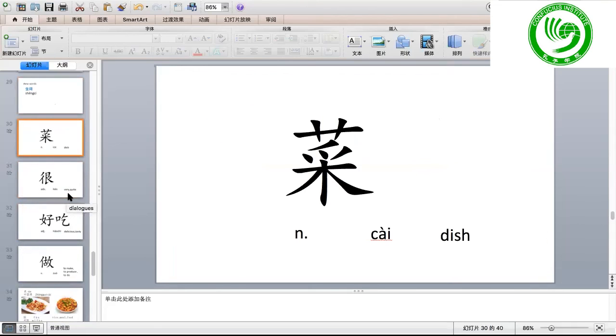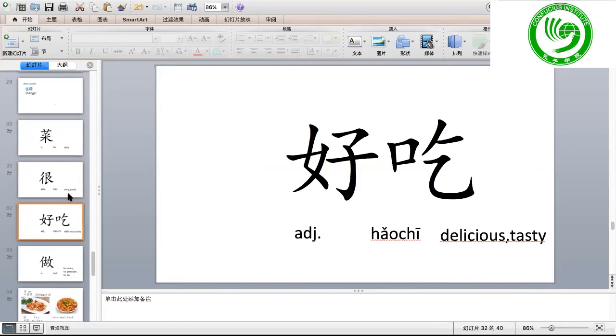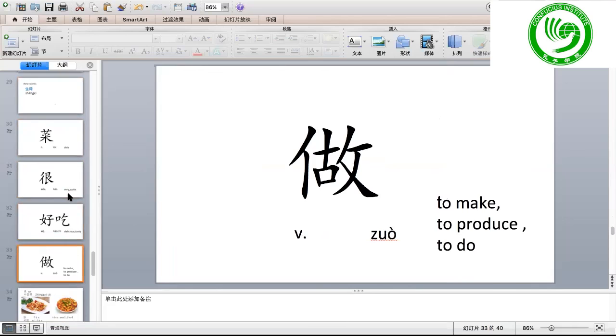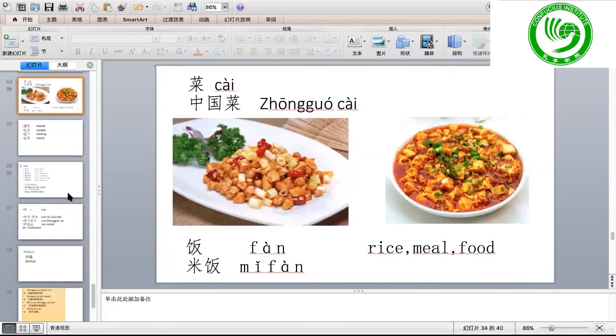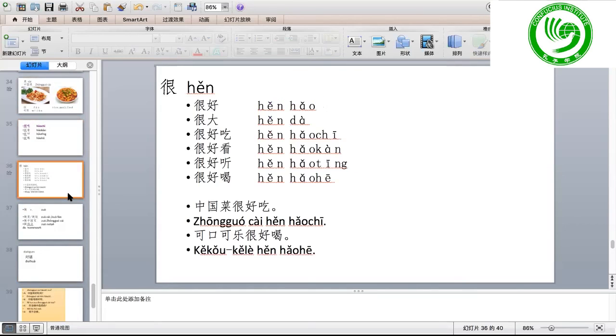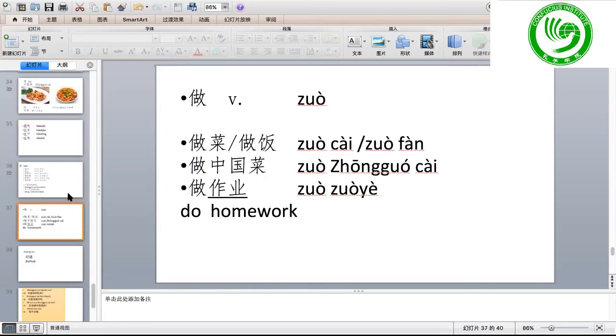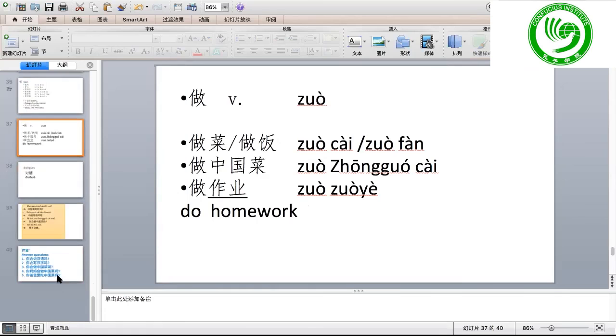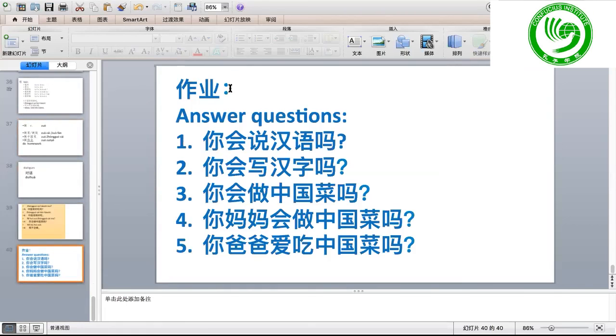Okay, that's it. So what we've learned today, we have learned 3 new words. The first one is dish, 菜. The second one, 很, and then 好吃, and the last one, 做. And we've learned how to say Chinese food. It is 中国菜, right? Then we have several words with 好. So we can say 好吃 or 好看 or 好听 or 好喝, right? Then we have learned 很. We can say 很好, 很大, 很好吃, 很好看, 很好听, 很好喝. And 做, we can say 做菜, 做饭, or 做作业, do homework, right? So today's homework, remember to 做作业, okay?